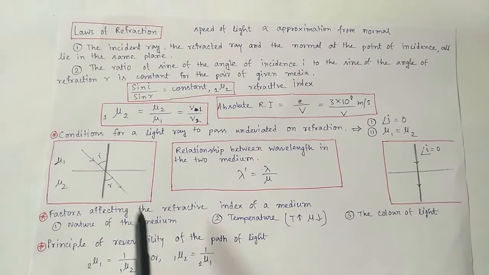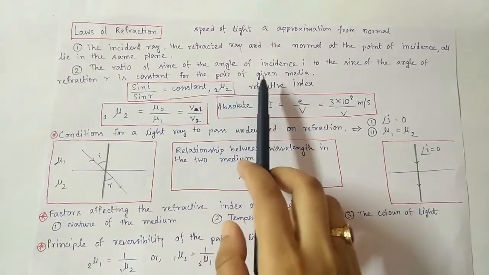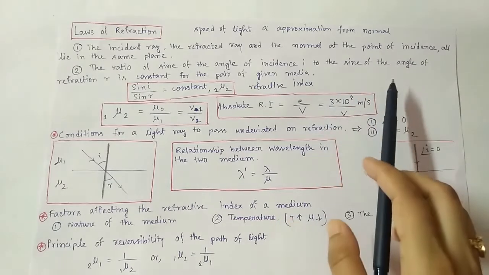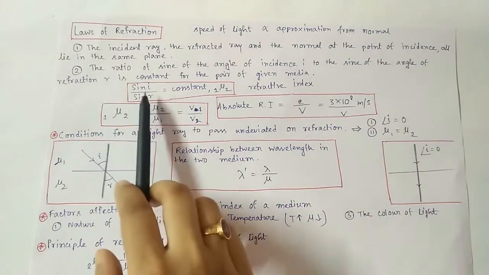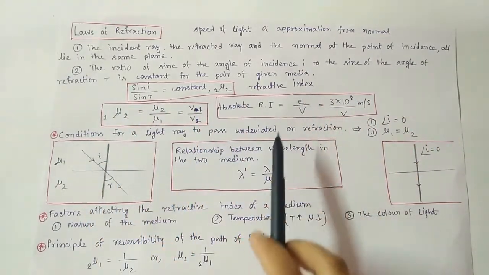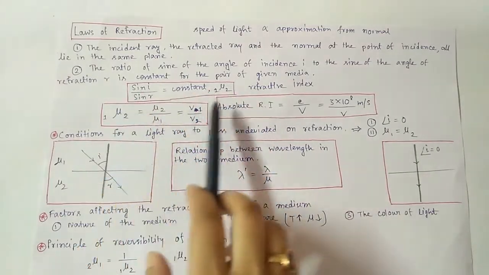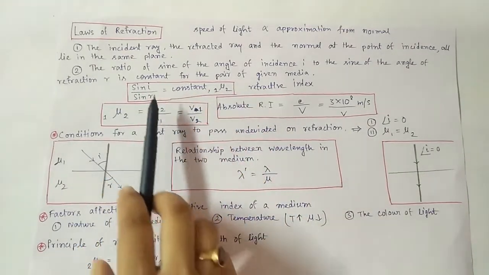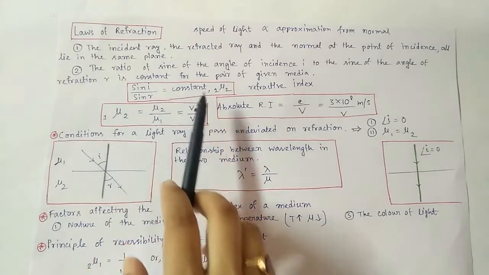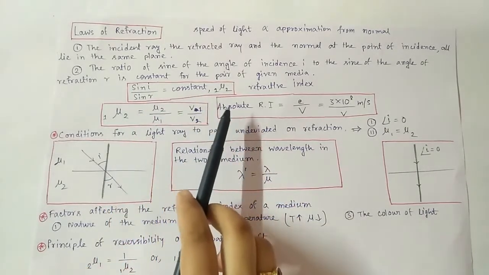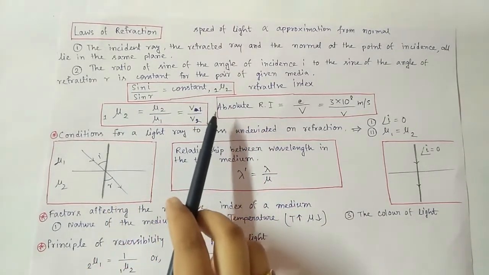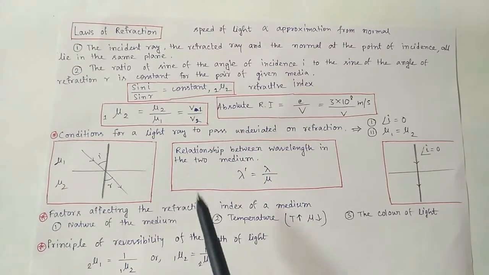Now, the second law says the ratio of the sine of the angle of incidence i to the sine of the angle of refraction r is constant for the pair of given media. So you have to remember this is sin i by sin r. It will be constant. And this constant is actually called the refractive index. It is denoted by the symbol mu.